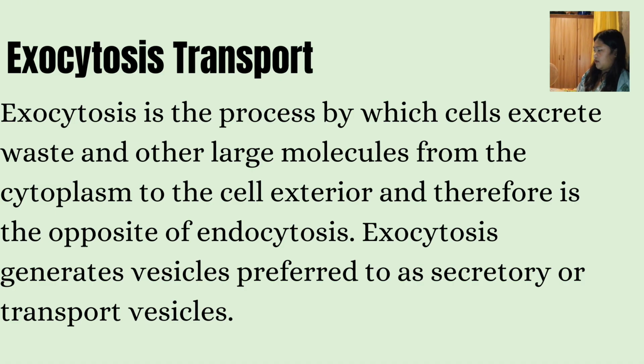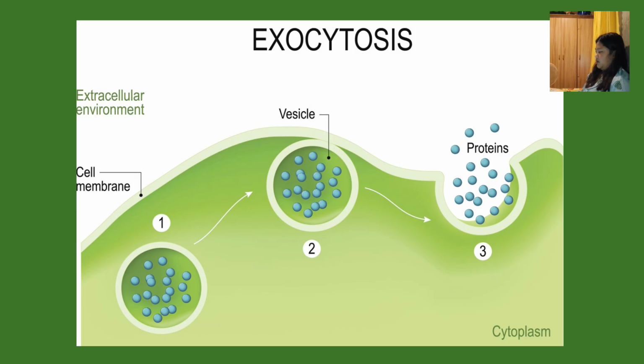The next one is exocytosis transport. Exocytosis is the process by which cells expel waste and large molecules from the cytoplasm to the cell exterior, and therefore is the opposite of endocytosis. Exocytosis generates vesicles referred to as secretory or transport vesicles. Just take a look at the picture. It's really different from endocytosis, as we can see.